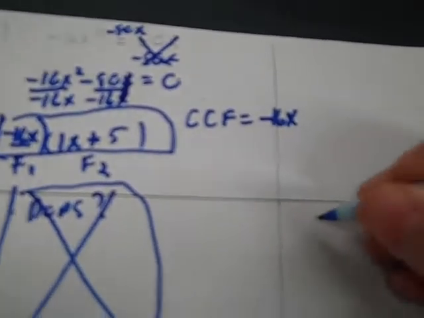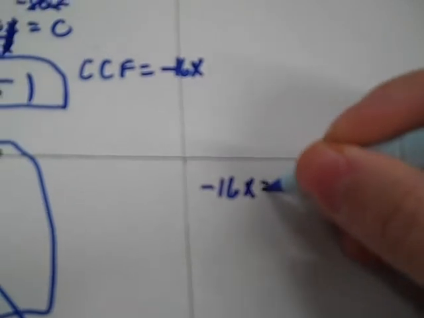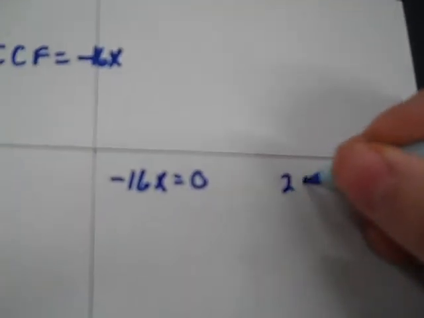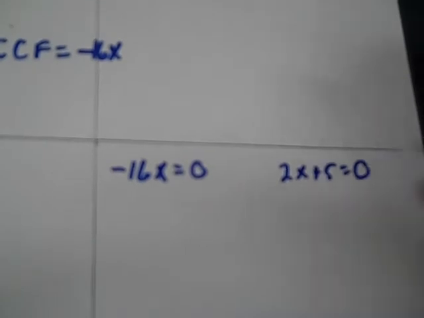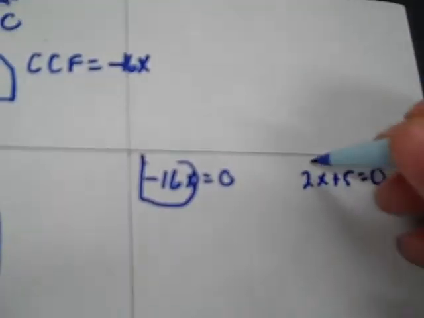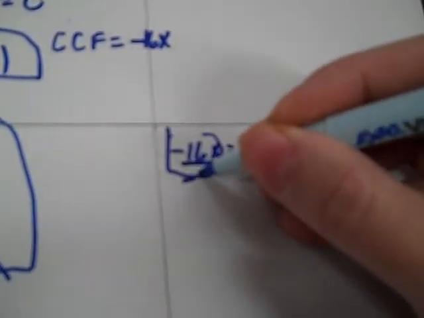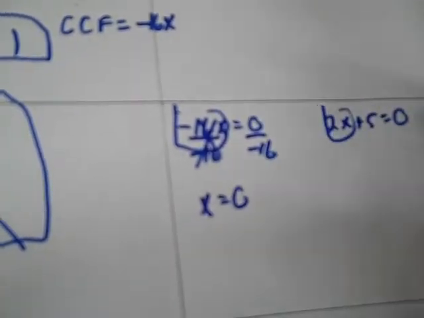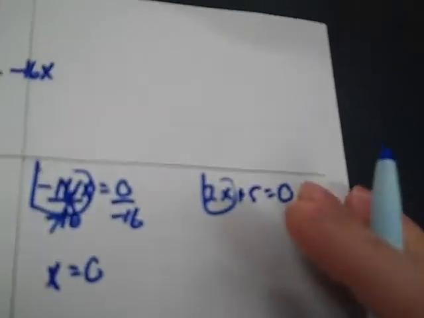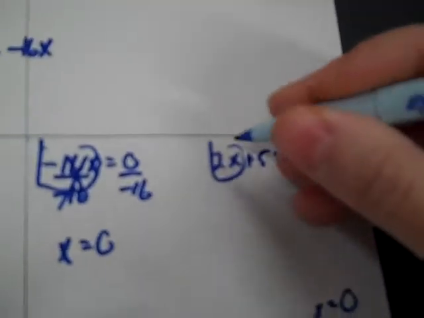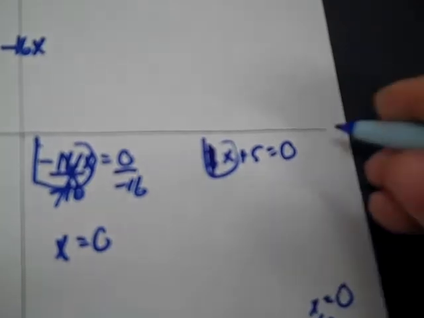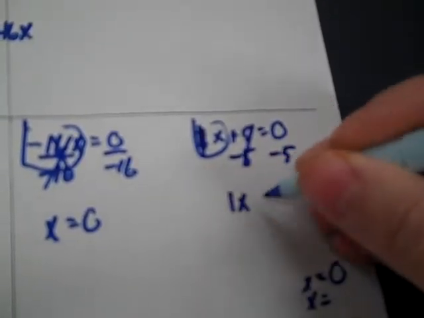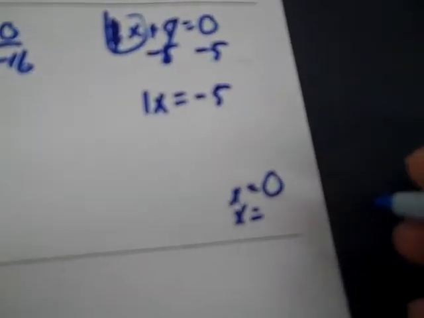Okay, so F1, negative 16x could equal 0, or x plus 5 can equal 0. So I divide by negative 16, and x equals 0. Okay, and then oh, that's a 1, not a 2. 1x. So then I'm minus 5, and 1x equals negative 5. So 0 and negative 5 are my two answers.